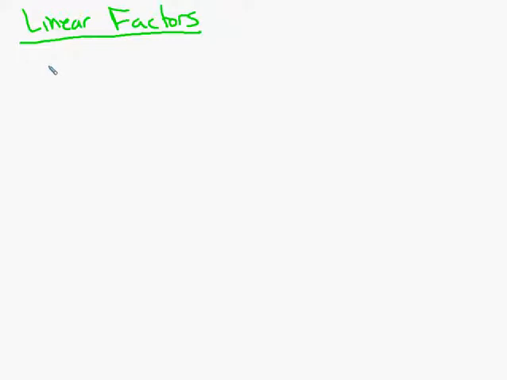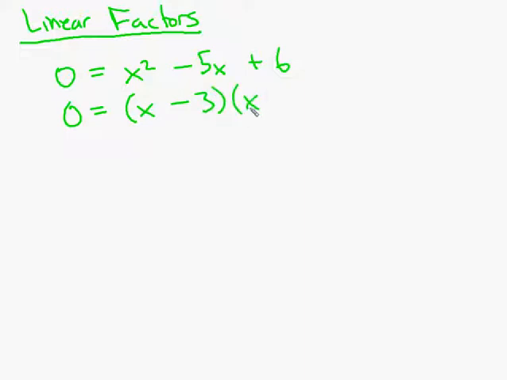Alright, so if I gave you this problem, 0 equals x squared minus 5x plus 6, and asked you to solve that, what would you do? Factor it. Okay, so we factor it. We want to make sure that we factor it properly. Alright, and now what?